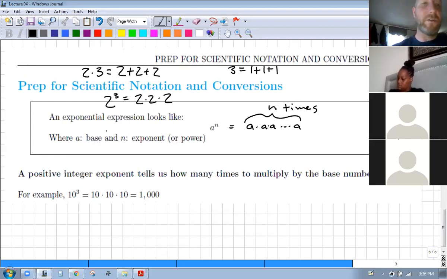So 10 to the 3rd power, or 10 cubed, would be 10 times 10 times 10, or 1,000. Notice when you multiply by 10, you're adding a 0, right? 10 cubed, that's really 1 times 10 cubed, or 1.0. Sometimes we use the cross to represent multiplication. So we just move the decimal 1, 2, 3 times. That's 1,000.